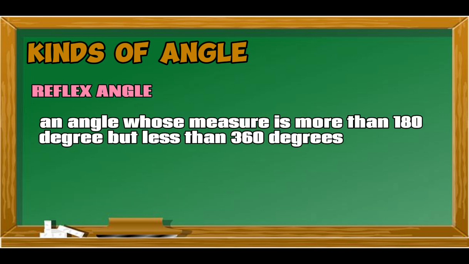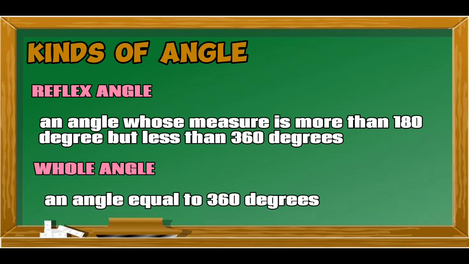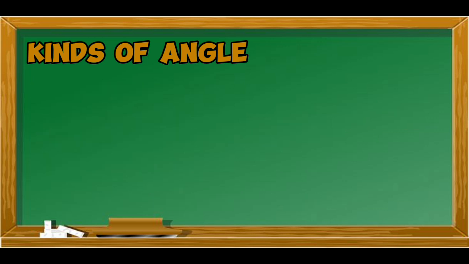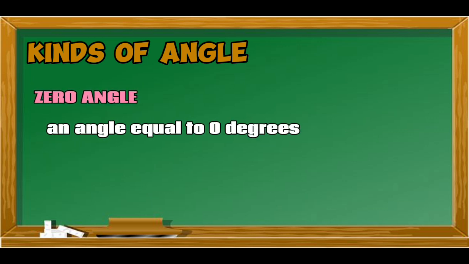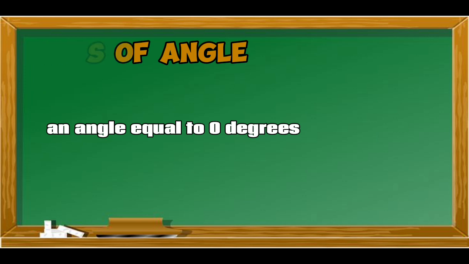Reflex angle. An angle whose measure is more than 180 degrees but less than 360 degrees. Whole angle. An angle equal to 360 degrees. And last, zero angle. An angle equal to 0 degrees.